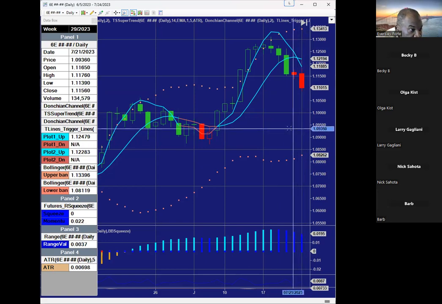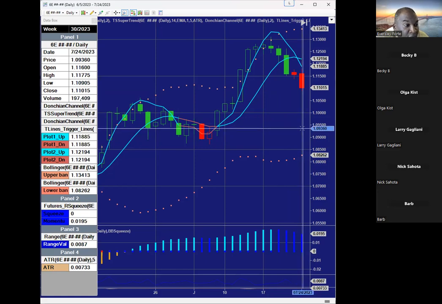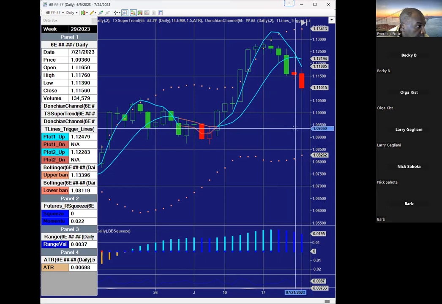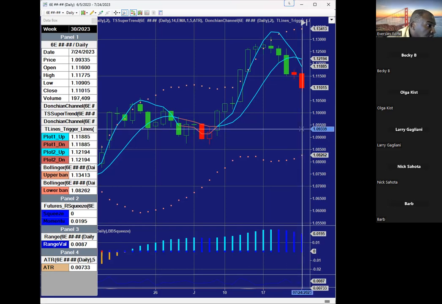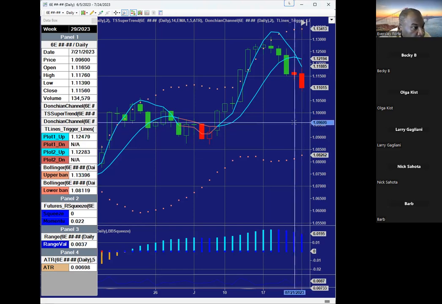Our risk on this trade, first, what's our stop loss? Our stop loss is going to be 10 ticks above the high of these two days. If you look at the data box, the high is 1.1176 on this day, and the high is 1.1177 on this day. I'm not looking at the fifth decimal point. I'm just working with the first four.